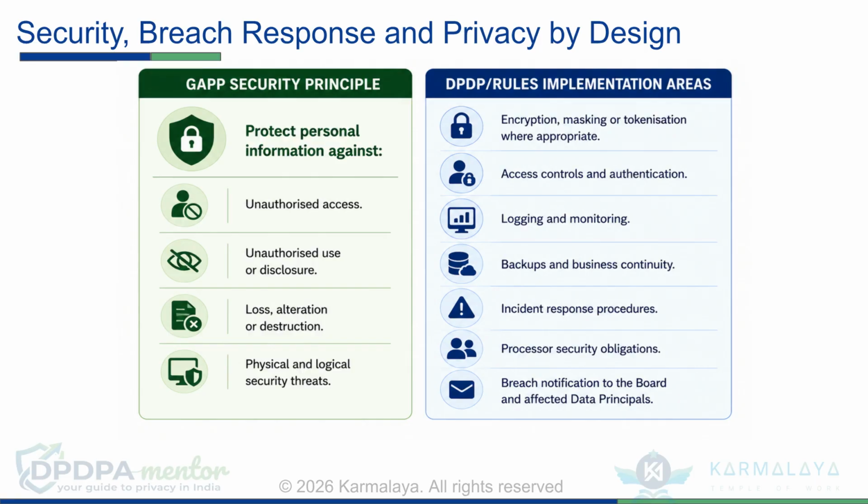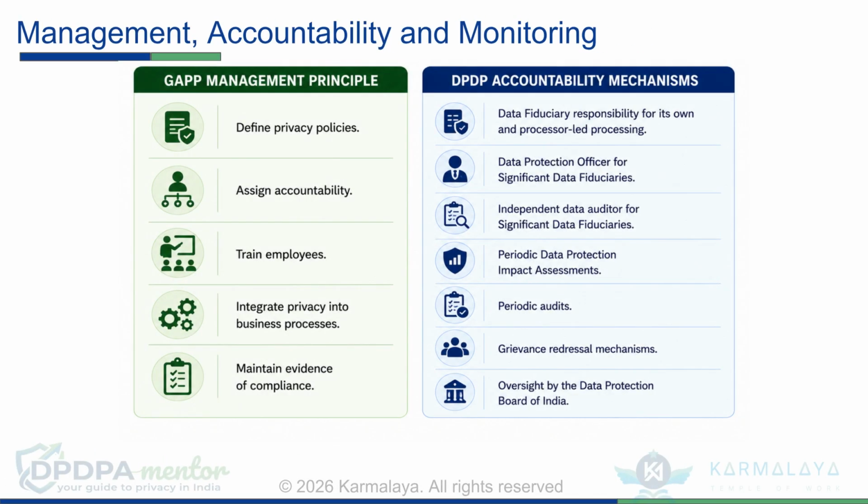Under the notified rules, the first intimation is made without delay, with detailed information submitted to the board within the prescribed period, including the 72-hour requirement described in implementation guidance. Accountability mechanisms include appointing data protection officers, conducting impact assessments, and providing oversight by the Data Protection Board of India.